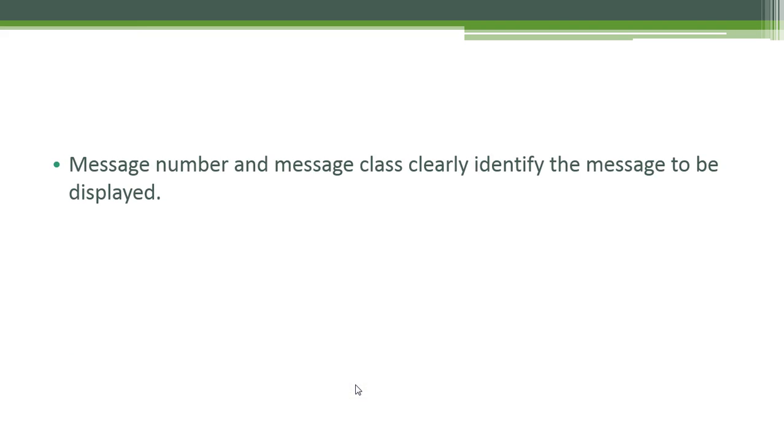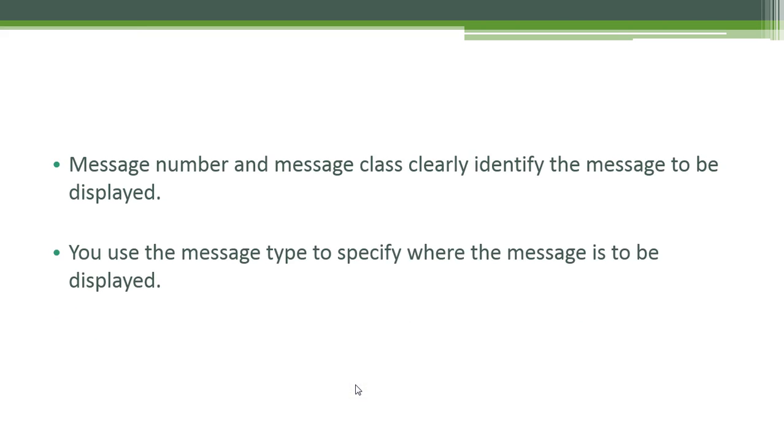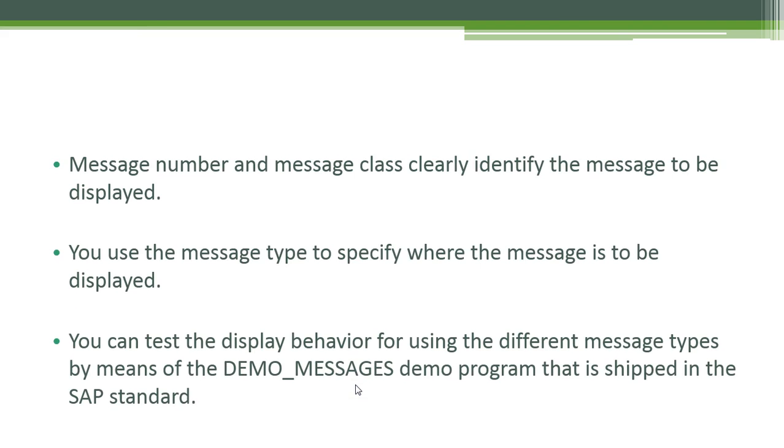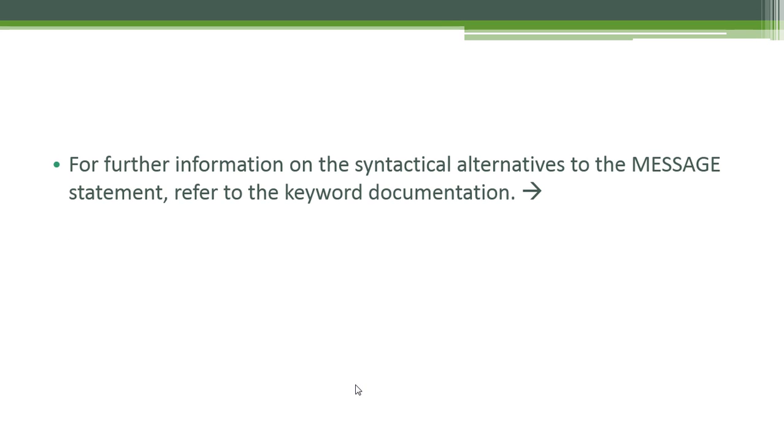Message number and message class clearly identify the message to be displayed. You use the message type to specify where the message is to be displayed. You can test the display behavior for the different message types by means of the demo messages demo program that is shipped in the SAP standard. For further information on the syntactical alternatives to the message statement, refer to the keyword documentation.